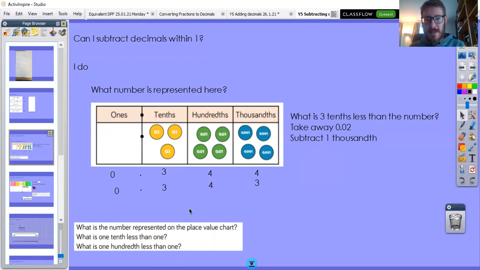There are some questions here just to get you thinking and demonstrating that you really understand what this place value chart represents and what we mean when we're subtracting. So have a little think about your answers to these questions. You don't need to write them down. Just think to yourself, what would your answer be to that question? So pause the video now.